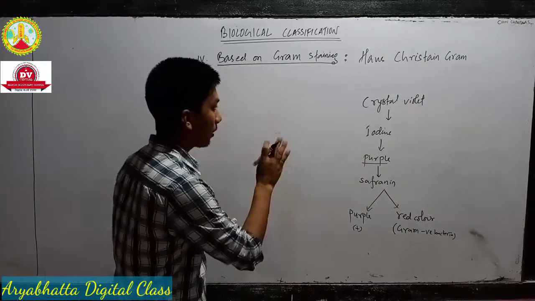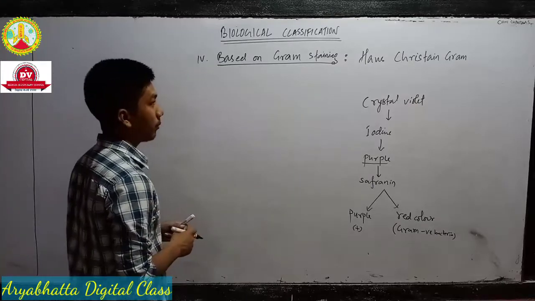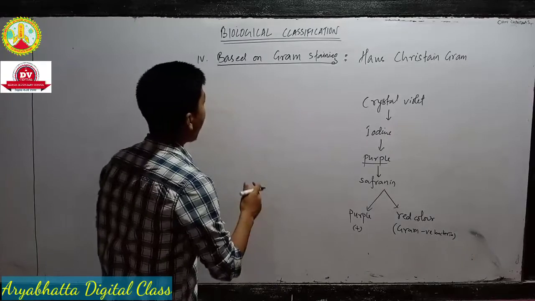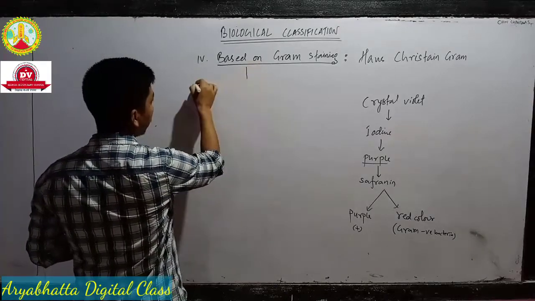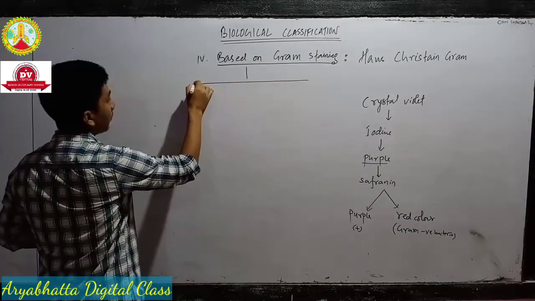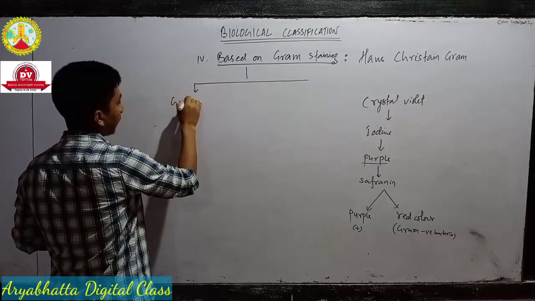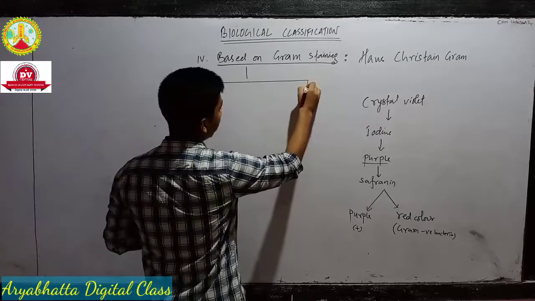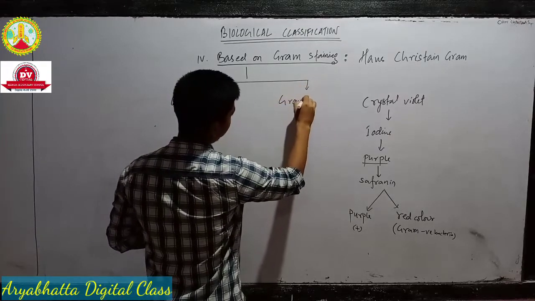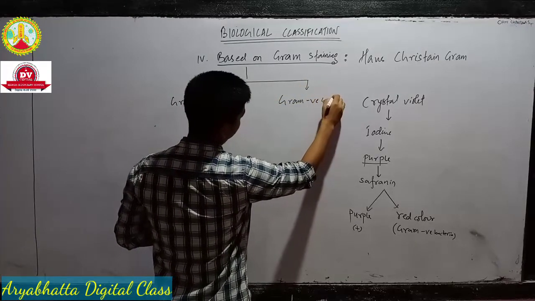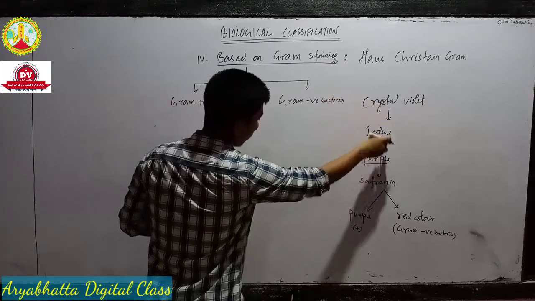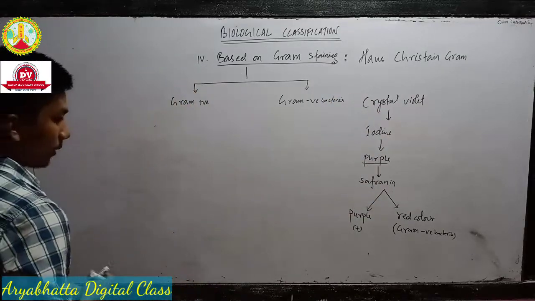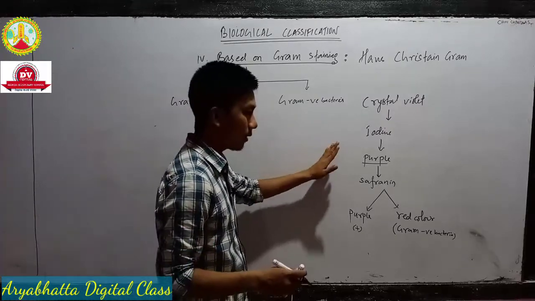So this is the experiment done by Christian Gram, and he classified bacteria into 2. Based on this experiment, he classified bacteria into gram-positive bacteria and gram-negative bacteria. I hope you understood this. This is a simple experiment. These things will not come in the exam, but still you should know.